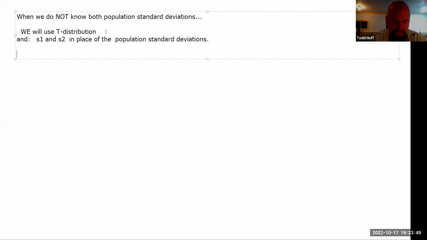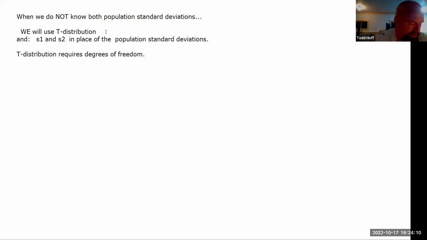However, remember the t-distribution requires degrees of freedom. Here we have two samples. So how do we combine the size of the two samples to calculate degrees of freedom? Well, that is a really ugly formula. It's actually pretty tough to get totally correct.